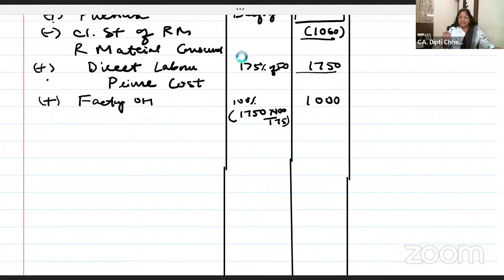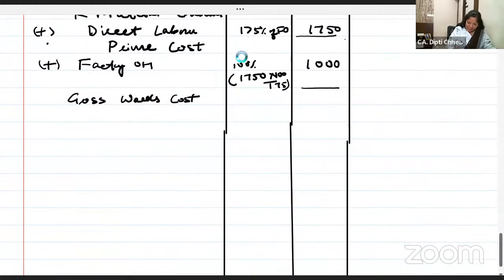Cross multiplication, make it your best friend. I don't feel that I'm doing cost sheet. Exactly the same logic I've taught you in the capital gain chapter also. 100 has become 348. 175% is 1750, so 100% will be 1000. Factory overhead. We get gross works cost.